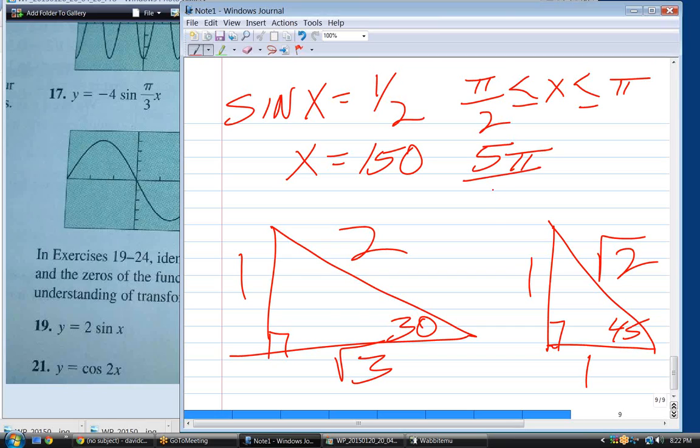That's a pretty fast translation. You did good. Did you do that because it was 30 degrees short of pi, and 30 is pi over 6, so that's pi over 6 short of pi? Yeah. Okay. Good.